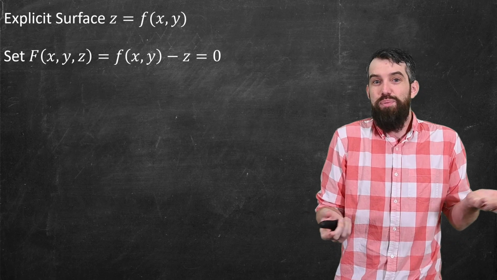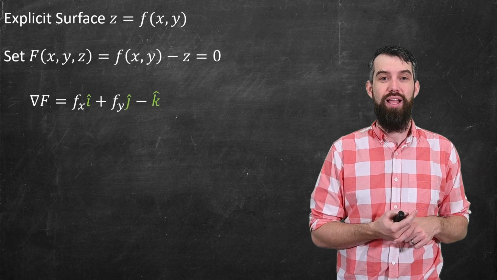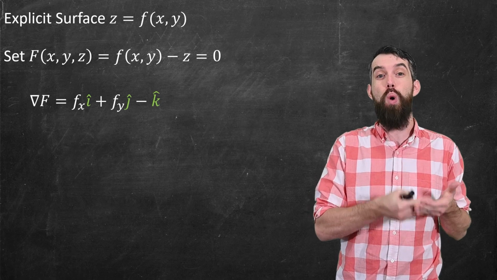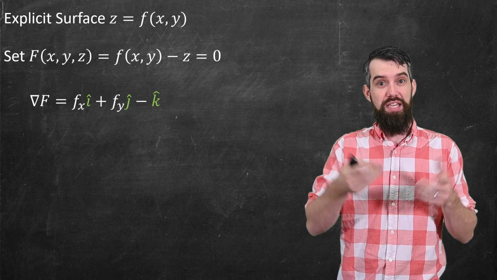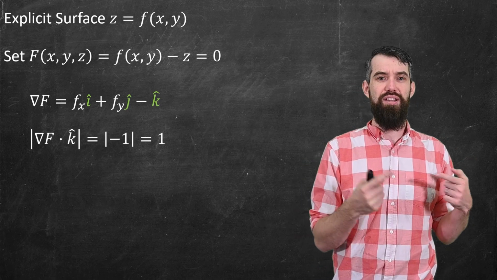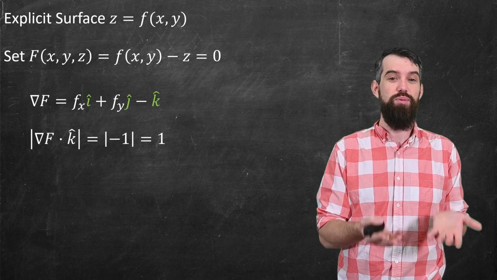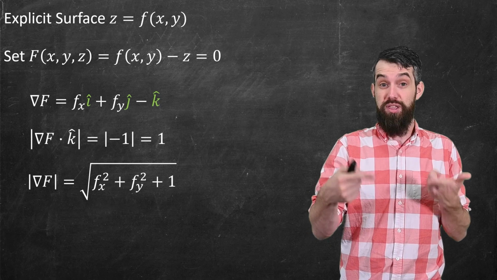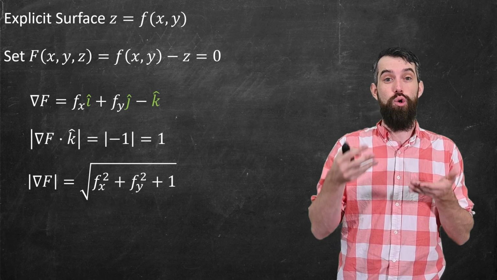Okay, and now I'm just going to plug it into the formula that I had. So what's the gradient of big F? Well, it's the partial of little f with respect to x in the i hat, partial of little f with respect to y in the j hat, and then minus z turns into a minus 1 in the k hat. The length of the gradient of F dotted with k hat is pretty simple. It's just the length of minus 1, which is 1. And then the length of the gradient of F is the square root of the sum of the squared components. So the square root of fx squared plus fy squared plus 1.